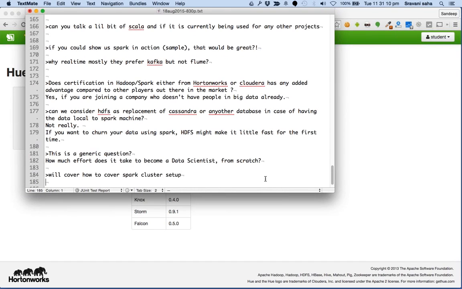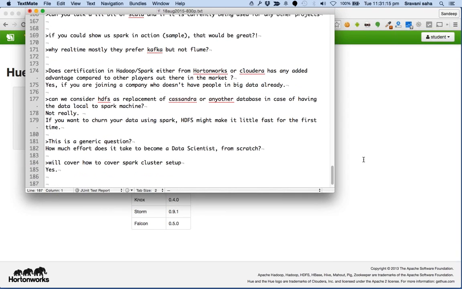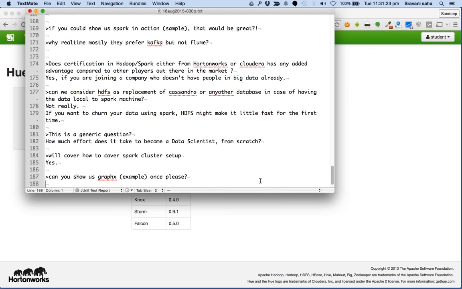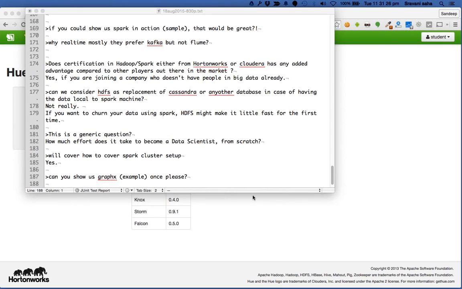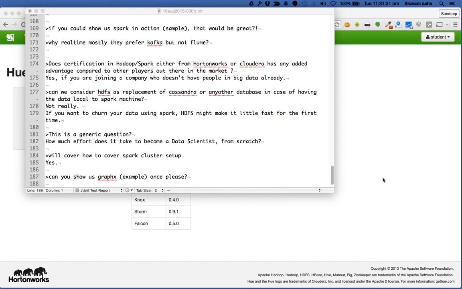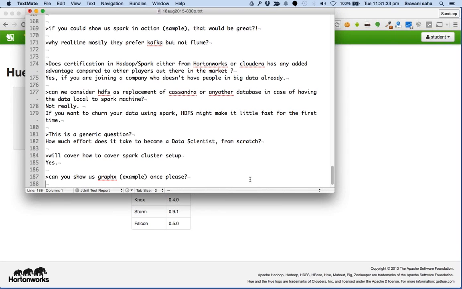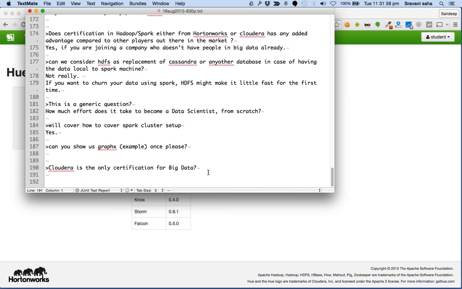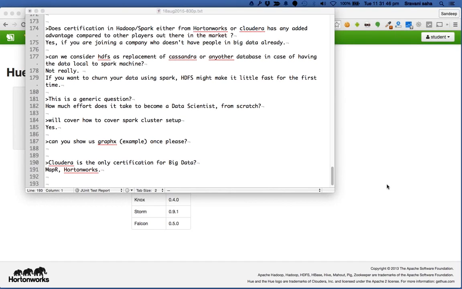Will you cover the Spark cluster setup? Yes. Satya, that will be a little too much right now, so we can have this demo maybe later. Ram's question is, is Cloudera the only certification for big data? No, there are MapR, there is Hortonworks, and there are a few more. And we also provide our own certificate.